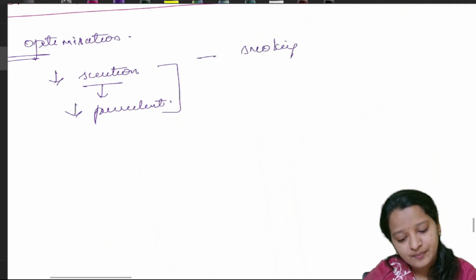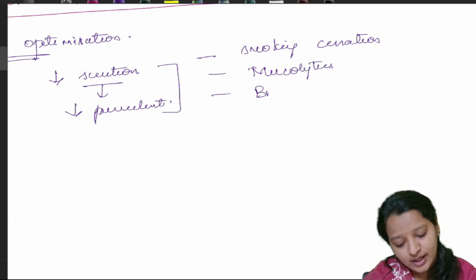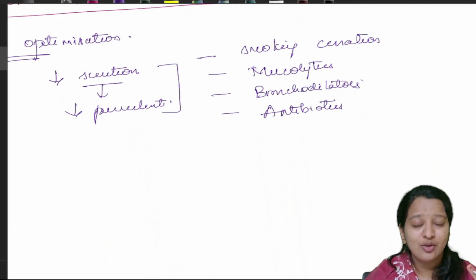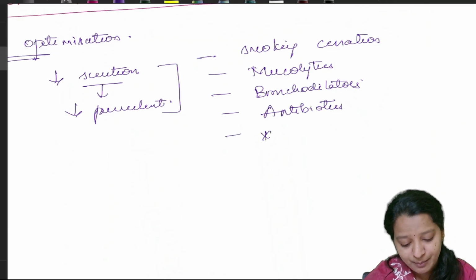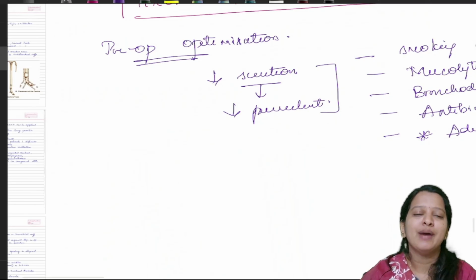Smoking cessation. Mucolytics. Bronchodilators. Adequate antibiotics. And apart from these drugs and all treatment, adequate hydration plays an important role. Okay, now I have optimized my patient.